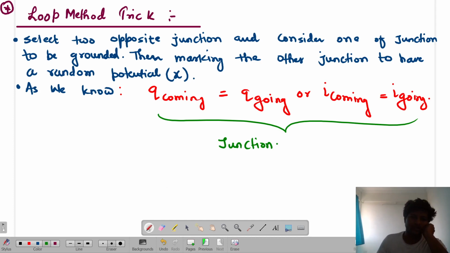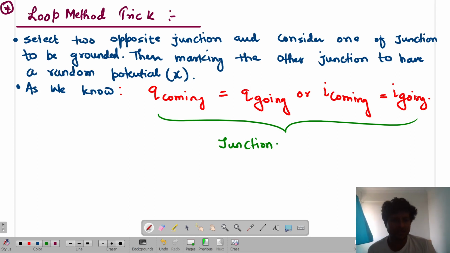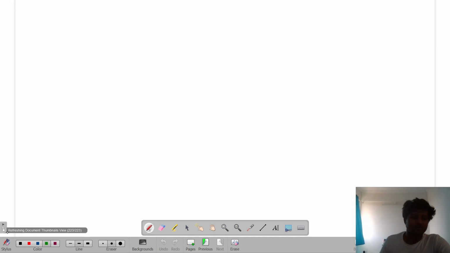See, so there are two steps. First step is considering one of the two opposite junctions to be grounded, and the other to have potential X, and then apply the concept of charge coming is equal to charge going, or I incoming is equal to I outgoing, at the point of junction. This will provide you the idea how to solve the question. We can understand this trick through solving some questions, not by looking over there.